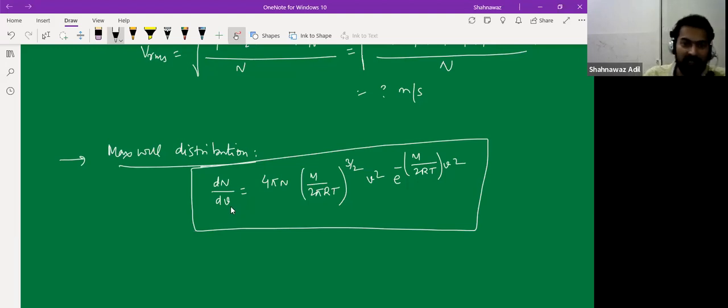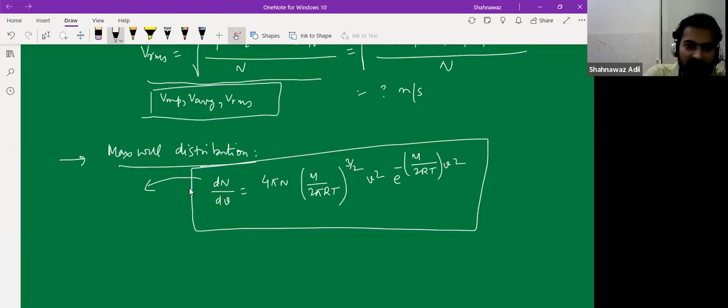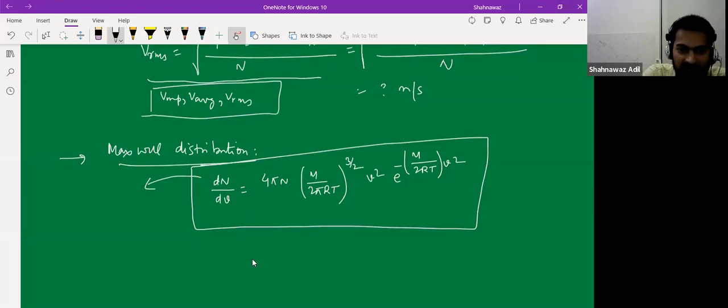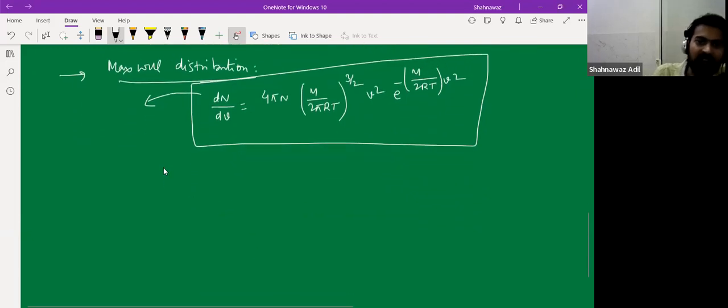And what are the associated velocities that we have to find? We learned about the discrete system, and we calculated the most probable velocity, the average velocity, and the RMS velocity. So now we will again calculate these. For the case of the Maxwell distribution, how are the RMS, the average, and the most probable velocity defined?